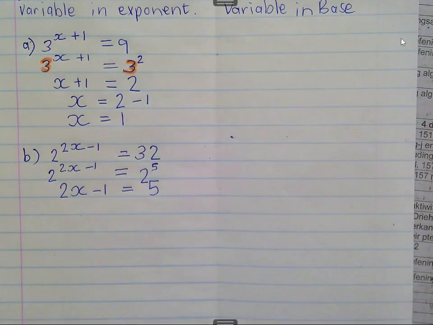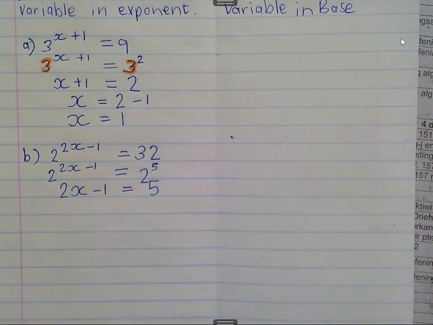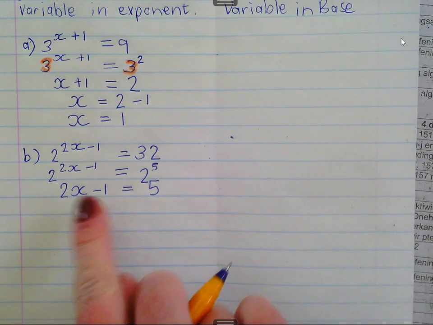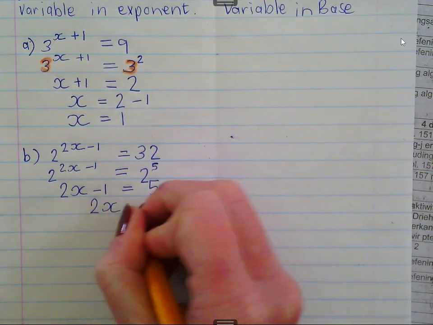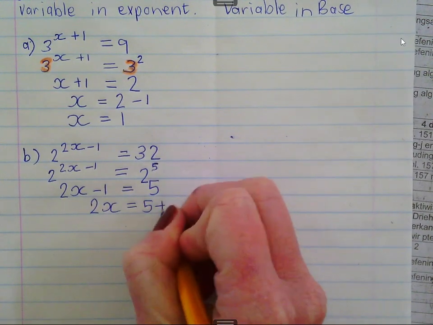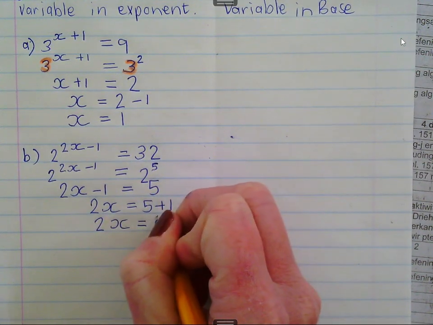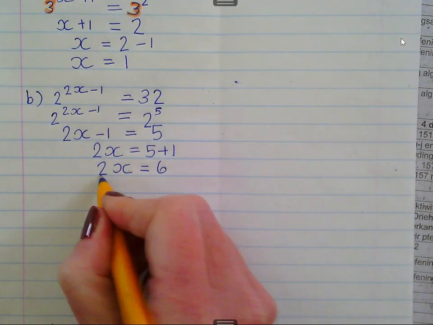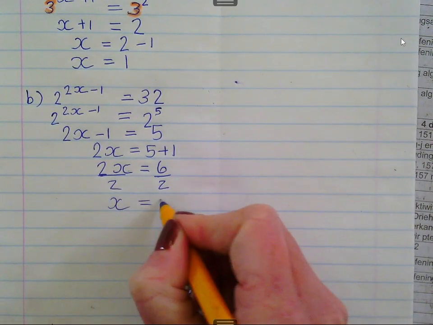Do you see this looks like a normal easy solve for x sum? Which one am I going to take over first? Because remember, we still just want to get x alone. Am I taking the 2 or the minus 1? Minus 1. And what does minus 1 turn into? So I've got 2x on this side, and 5 plus 1 is 6. Now, how do I get rid of the 2? Divide by 2 on both sides, and x will be equal to 3.